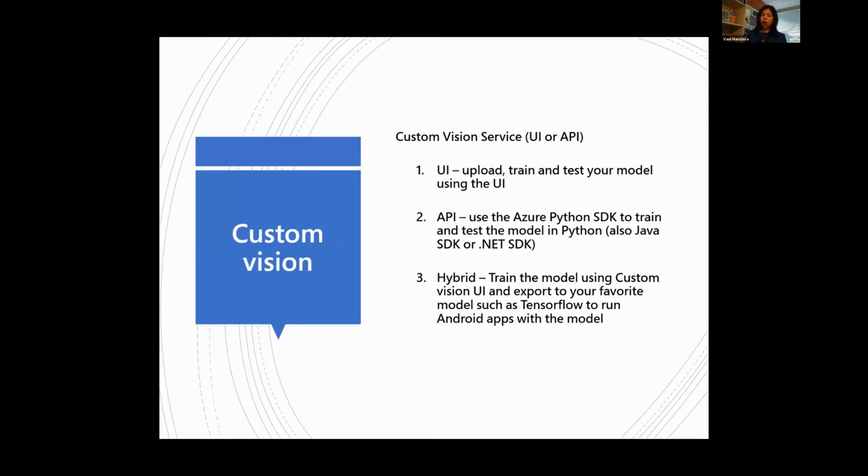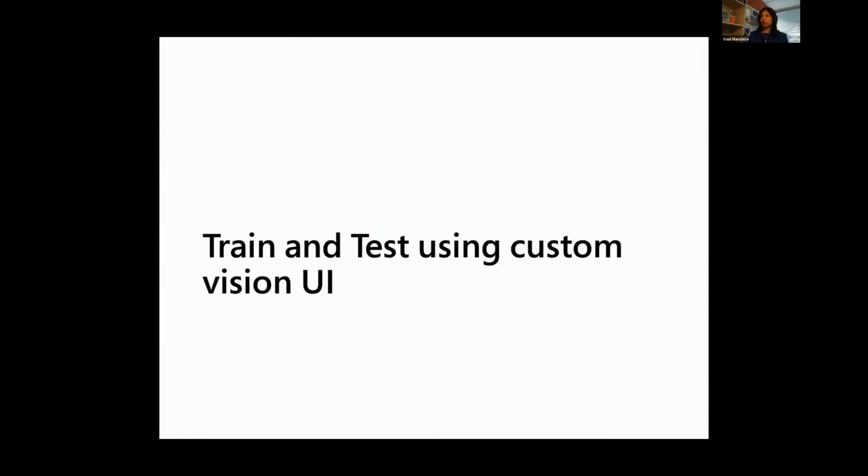So there are three different options on how you could leverage the custom vision service. The first option is you just give it a try using the custom vision UI. You upload, train, and test your model using only the UI. The second option, which I have used, is using the API, and I'll go into why we have to do that. And the third is a hybrid approach where you can train your custom vision model, export the model that you have created into a different format, such as TensorFlow or something like that, and then play with it. That's something you would use if you were building an Android application. It's just a good option for you to learn if you're going to be using this kind of a service in your work going forward.